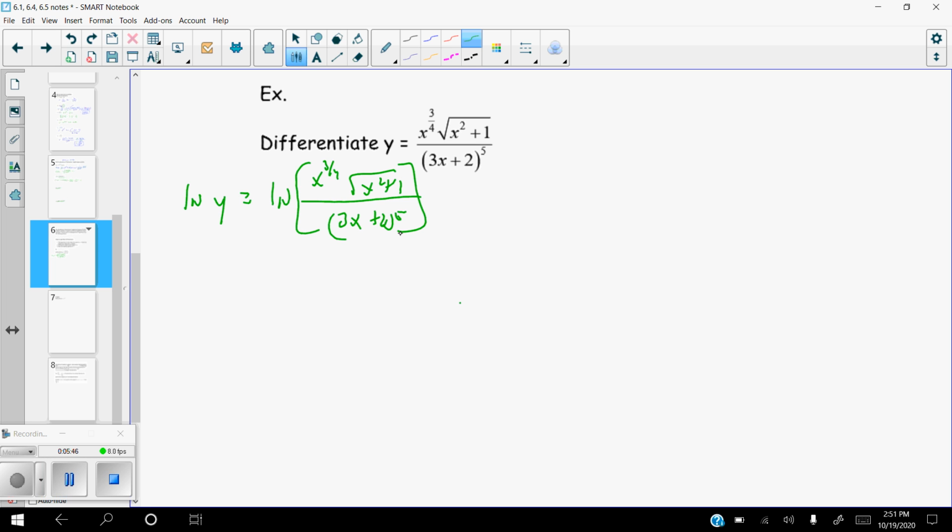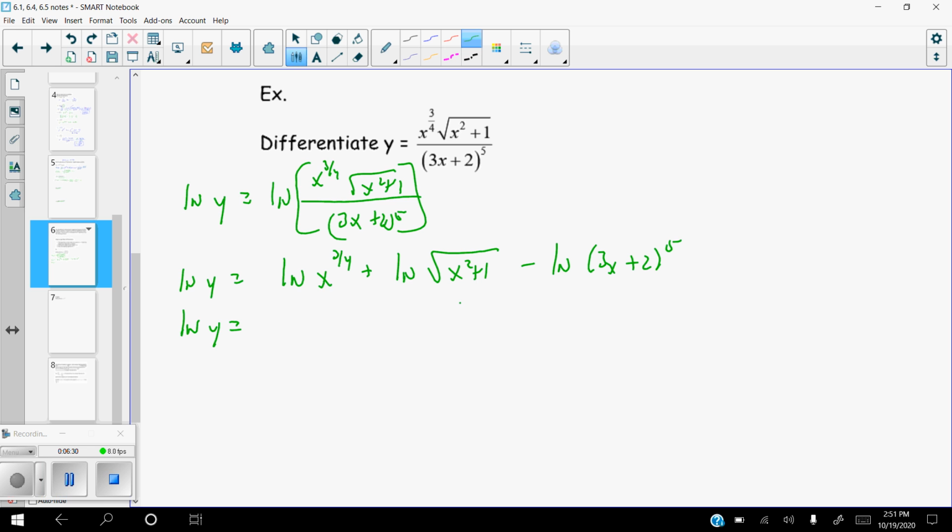Why, you might be asking yourself, does this make anything easier? Well, let's see. I'll leave the left side alone for now. Properties of logs say that I can separate anything which is being multiplied or divided in my argument through addition and subtraction. So I'm going to get the natural log of x to the 3/4 plus the natural log of the square root of x squared plus 1 minus, because it's being divided, the natural log of (3x plus 2) to the 5th power. That already should look a little bit easier because I've gotten rid of the fractions, but we're going to make it even easier yet.